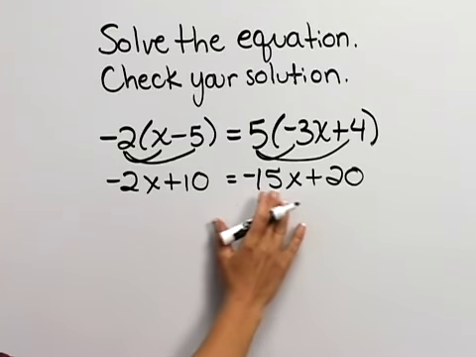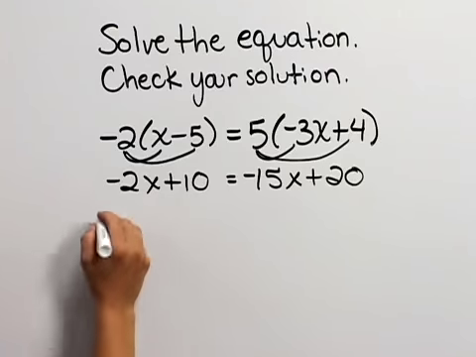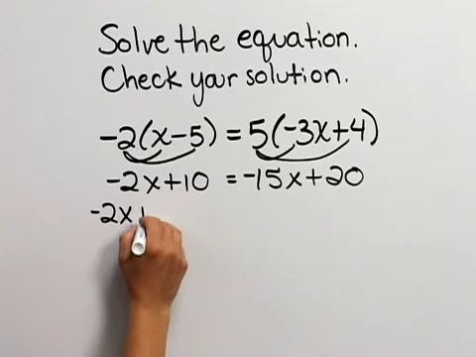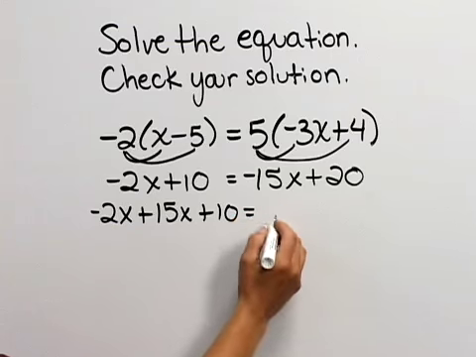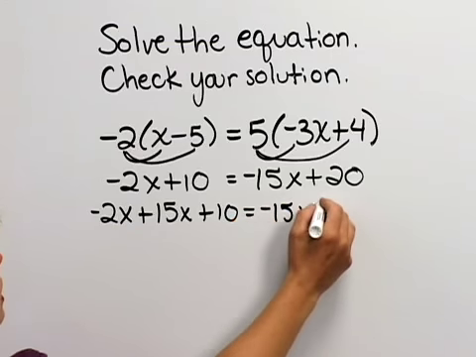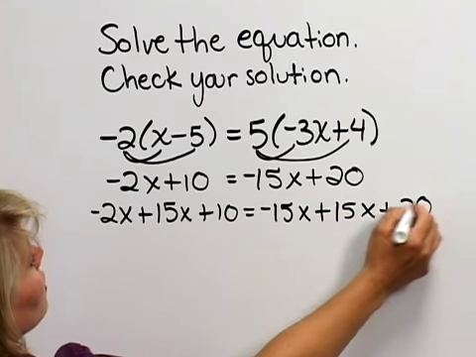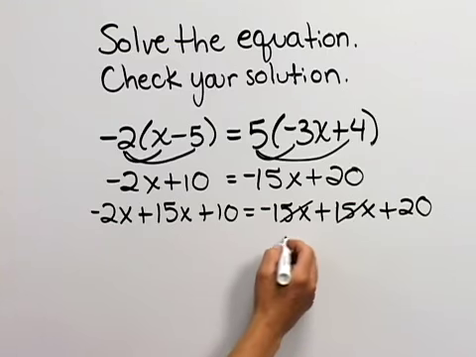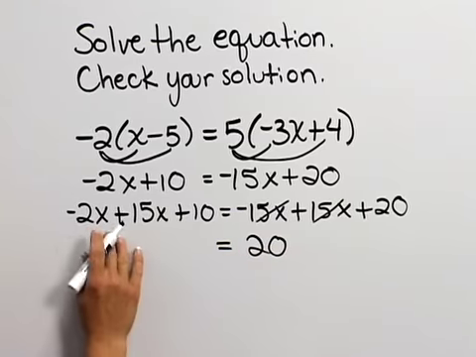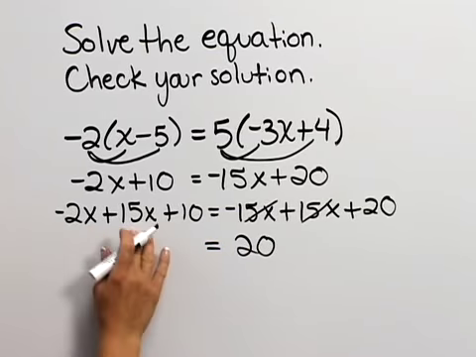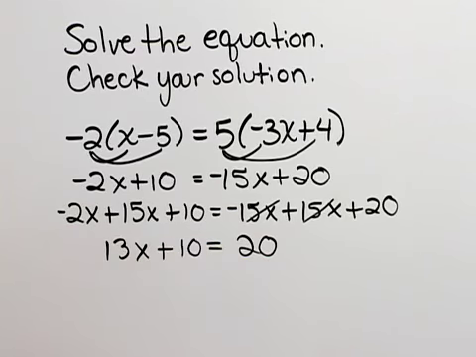So we're going to move our negative 15x by adding the inverse of that, which is a positive 15x to both sides. So negative 2x plus 15x plus 10, adding it to the left side. If you add it to the left side, you need to add it to the right side, which we'll do right here. And that will make it so these 15x's cancel each other out here, making 0 plus 20, which is 20. Over here, negative 2x plus 15x is 13x plus, we still have our 10 there.